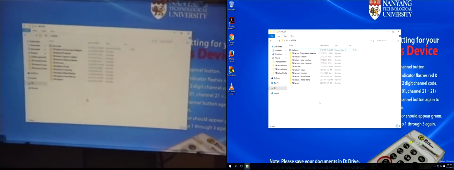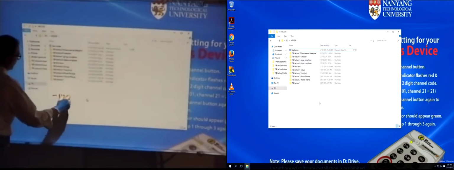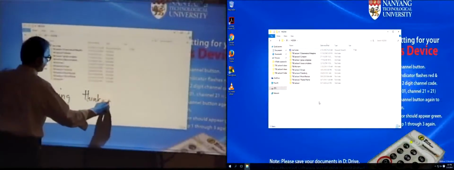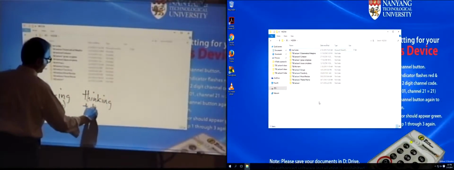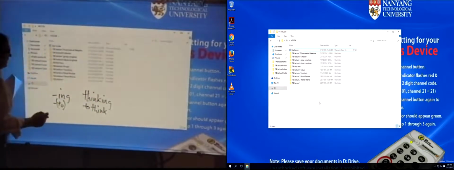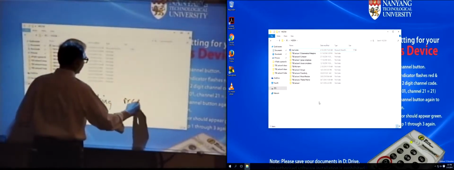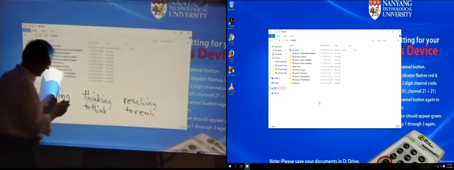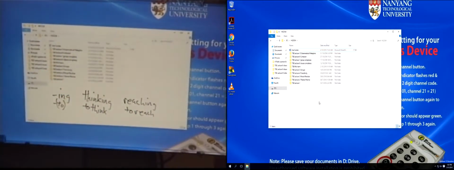So one of the questions was about this bit that I went through: the difference between the -ing form and the to or bare form. Like thinking versus to think, or reaching versus to reach. Depending on the context, there's a couple of questions about this. One is, does it really make a difference between these two?